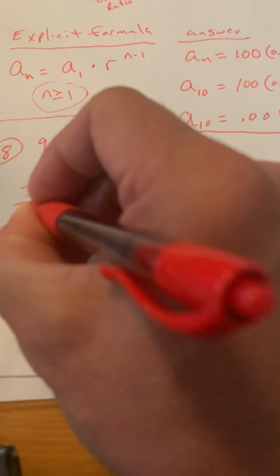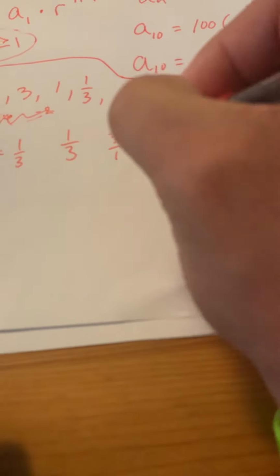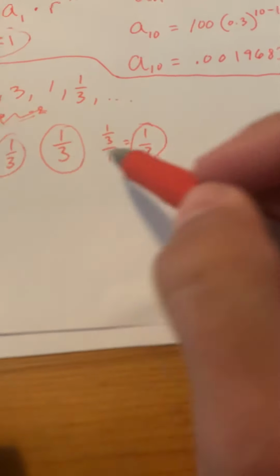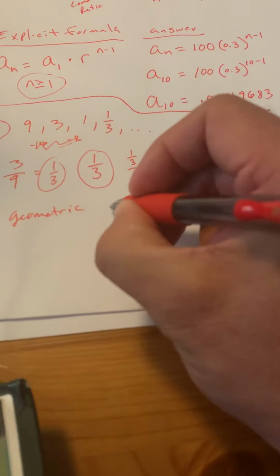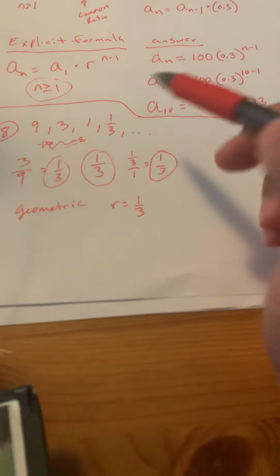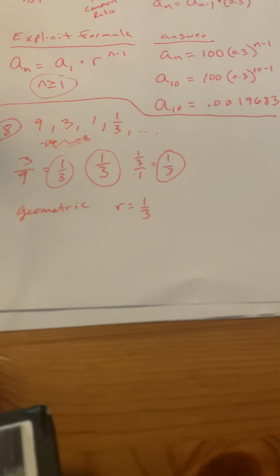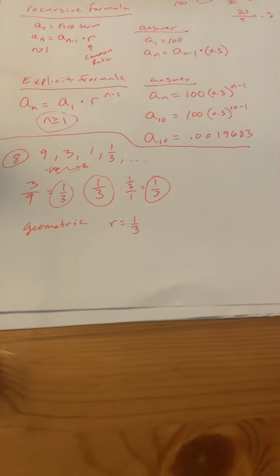So now I go 3 divided by 9. So I take the second term and divide it by the first term. And if you notice, I get 1/3. Now if I take the next term, 1 divided by 3, I also get 1/3. If I take 1/3 divided by 1, I get 1/3. So all of these are the same. So it's a common ratio. So that tells me it's geometric, with a common ratio of 1/3, meaning to find the next number in these series, I keep multiplying it by 1/3, and that'll give me the next number.